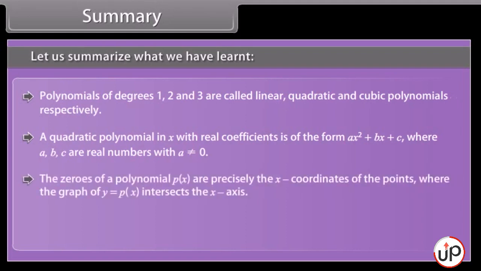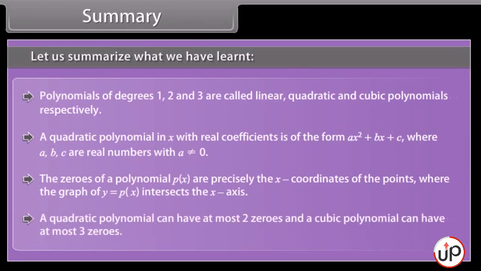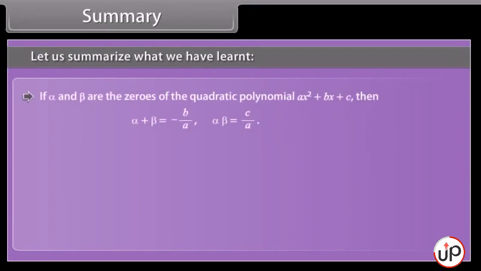The zeros of a polynomial p(x) are precisely the x-coordinates of the points where the graph of y equals p(x) intersects the x-axis. A quadratic polynomial can have at most 2 zeros and a cubic polynomial can have at most 3 zeros. If alpha and beta are the zeros of the quadratic polynomial ax square plus bx plus c, then alpha plus beta is equal to minus b upon a, and alpha beta is equal to c upon a.